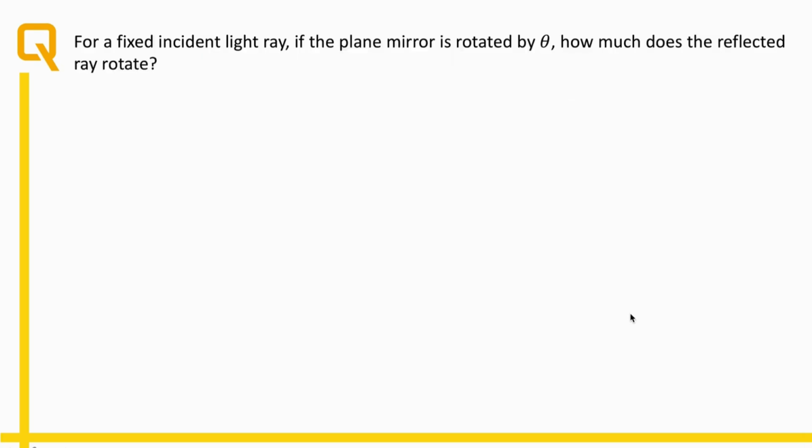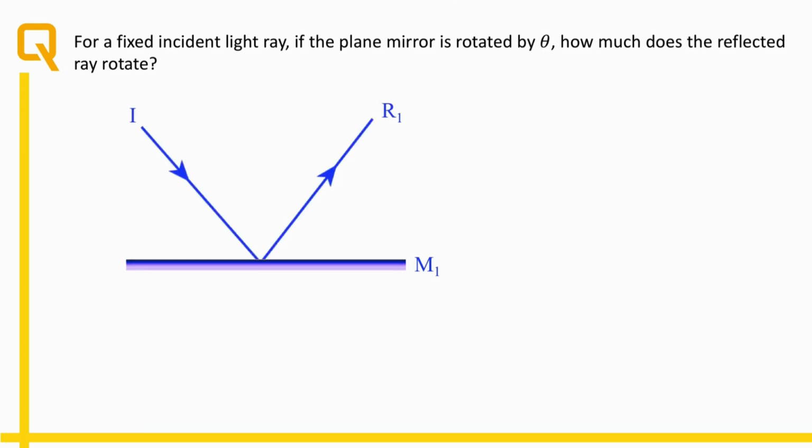Hello guys. For a fixed incident light ray, if the plane mirror is rotated by theta, how much does the reflected ray rotate? To answer this, we show the plane mirror as M1 and the incident ray as I and the reflected ray as R1.